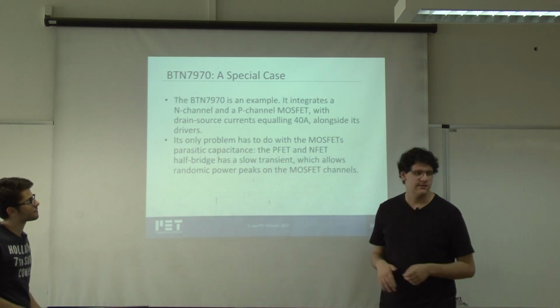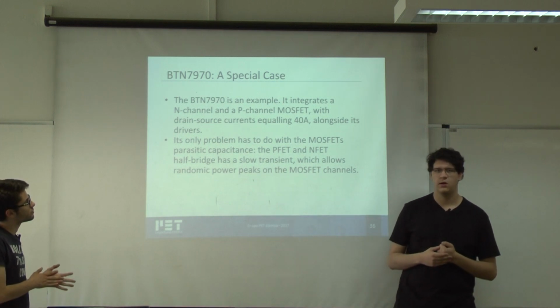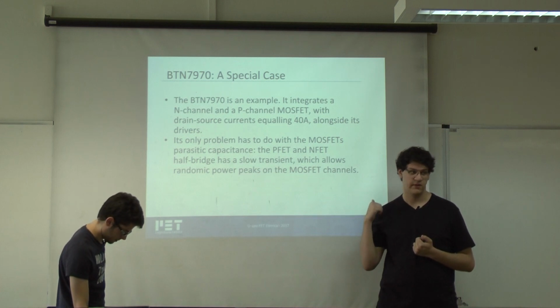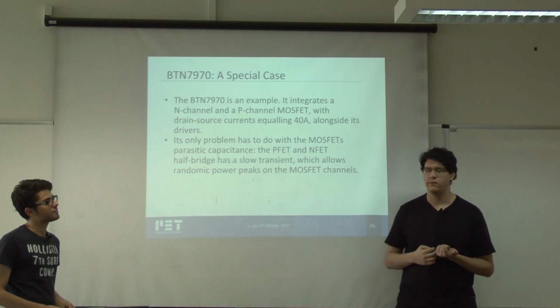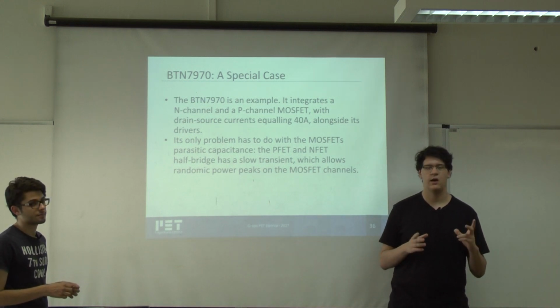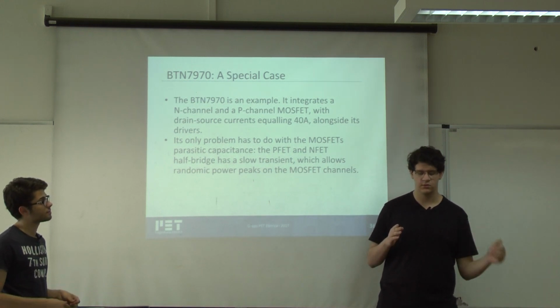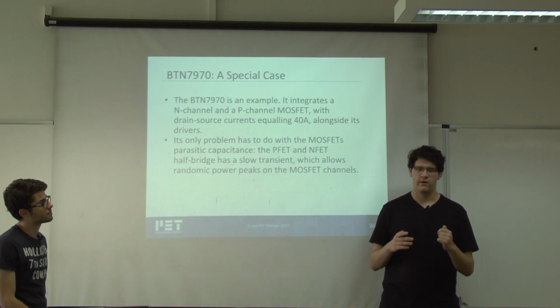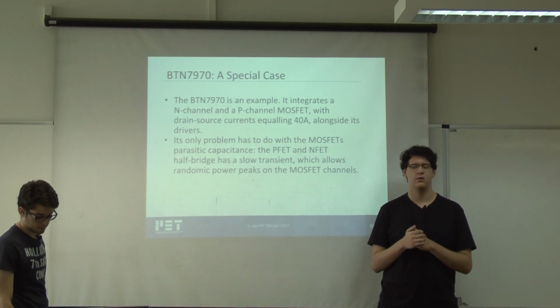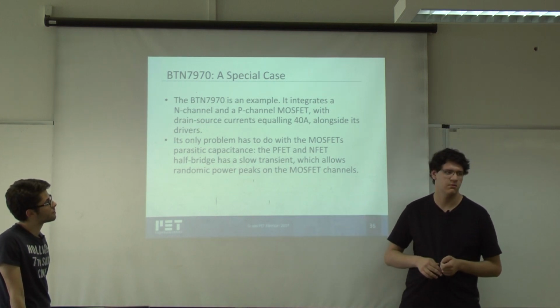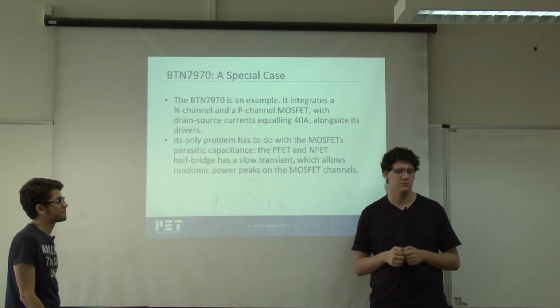We use this BTN7970 in our robotics team here at Federal, the Yapira group. We use it in our BIT-08 drivers. The BIT-08 motors usually consume currents on the order of approximately 5 amps. So with 40 amps in our MOSFETs, we have a pretty good safety margin.